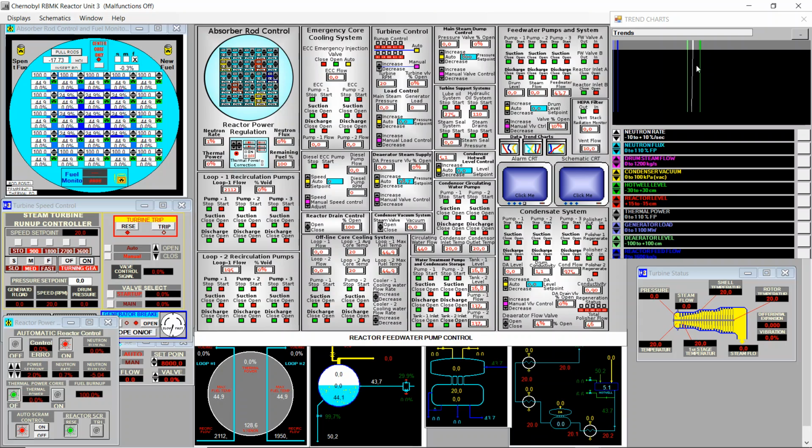This is the isotope 135, which is the one that poisons our reaction. Okay, we see that the neutron flux is higher and higher. That's good. We are not yet critical.